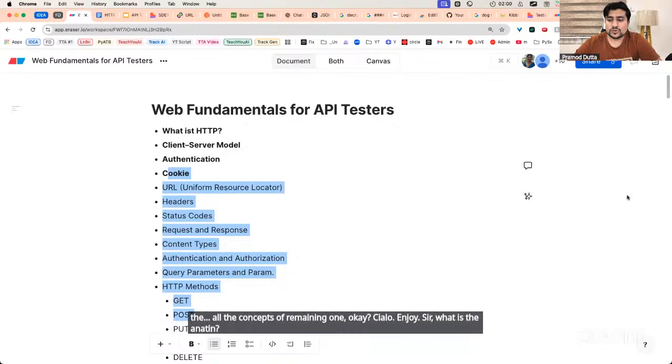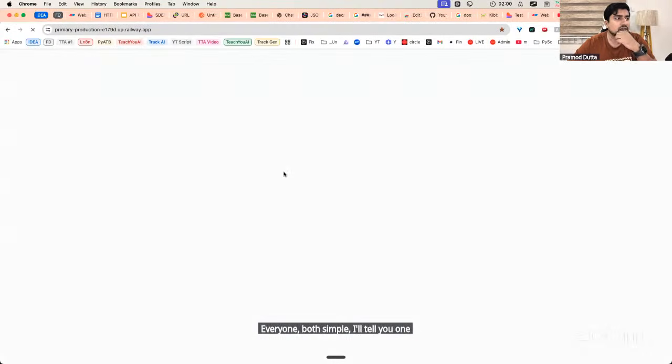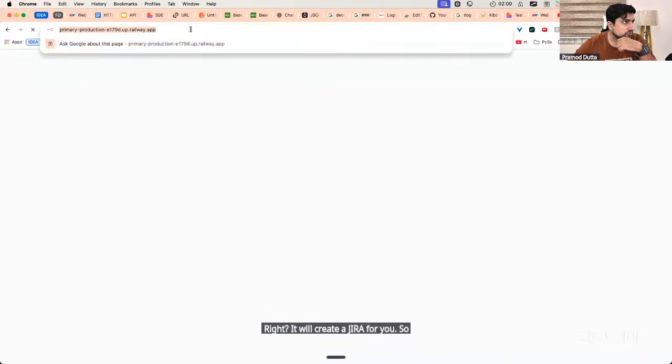N10 is basically used to create, everyone, very simple, I'll tell you one thing, I'll show you a demo, which is this. N10 is basically used to create simple AI agents with no code. You can basically chat and it will create a Jira for you. How awesome is this? Everyone tell me. If you chat, just create a Jira for a login page, it will create a Jira for you. I think my demo failed a bit.